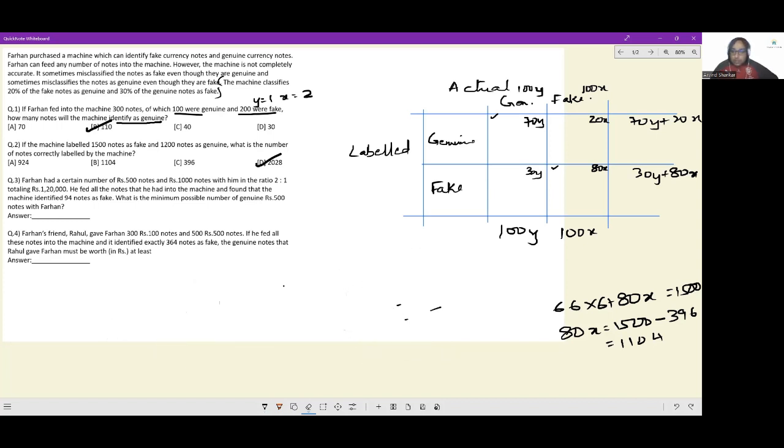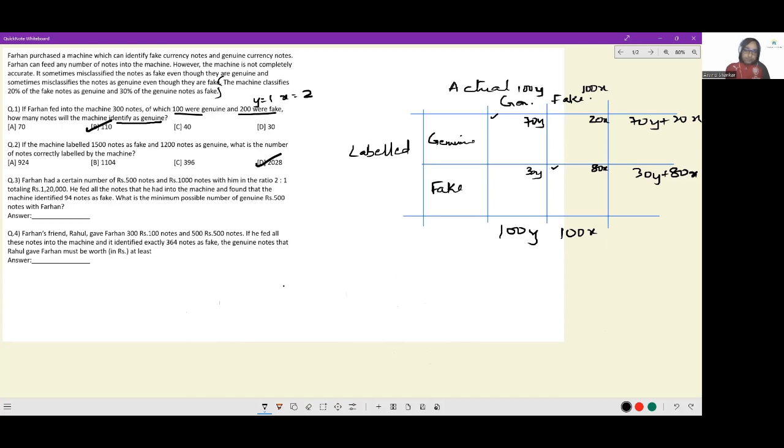Okay. Let us now work on the third question. Farhan had a certain number of rupees 500 notes and rupees 100 notes with him in the ratio 2:1, totaling 1,20,000. Okay. Pay attention.